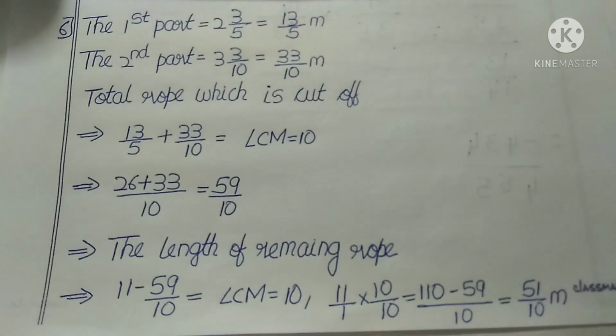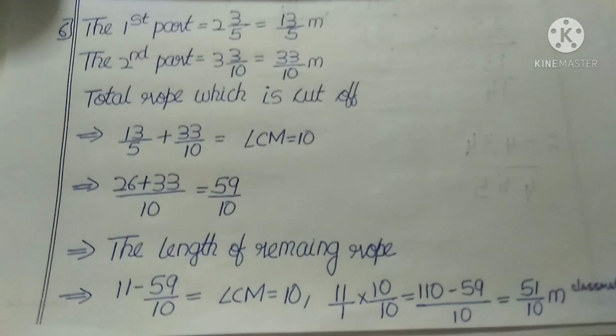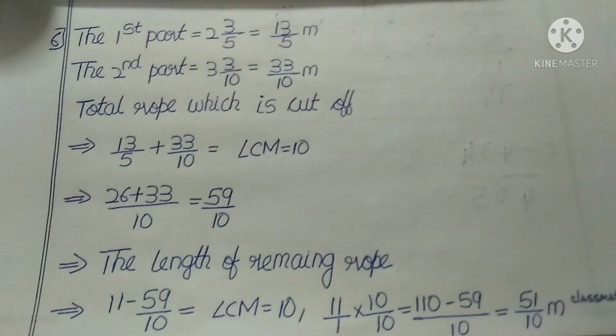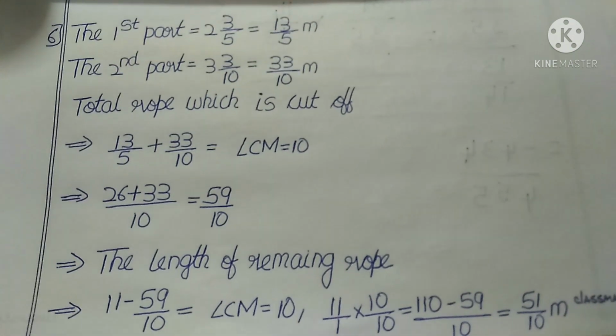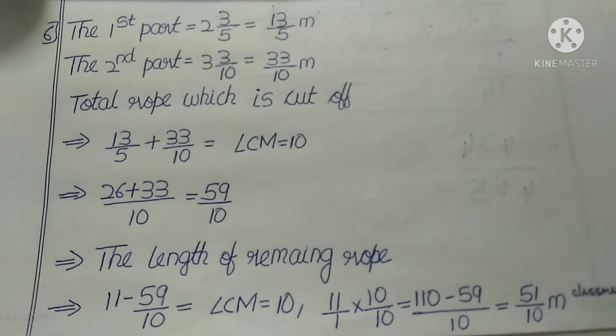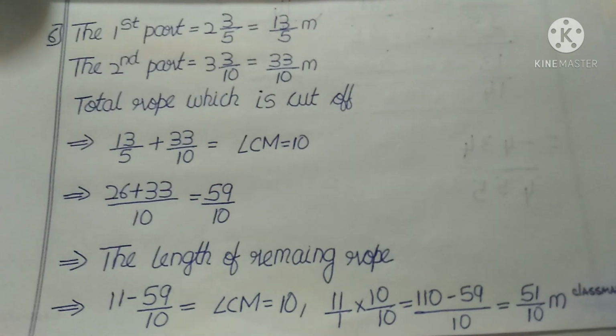And we should calculate the length of the remaining rope. In the question they gave length of the rope is 11. So we should subtract 11 minus 59 by 10. Here denominators are different. So we should do the LCM. After doing LCM, we get 11 by 1 into 10 by 10. So we get 110 minus 59 by 10. So the answer is 51 by 10 meters.